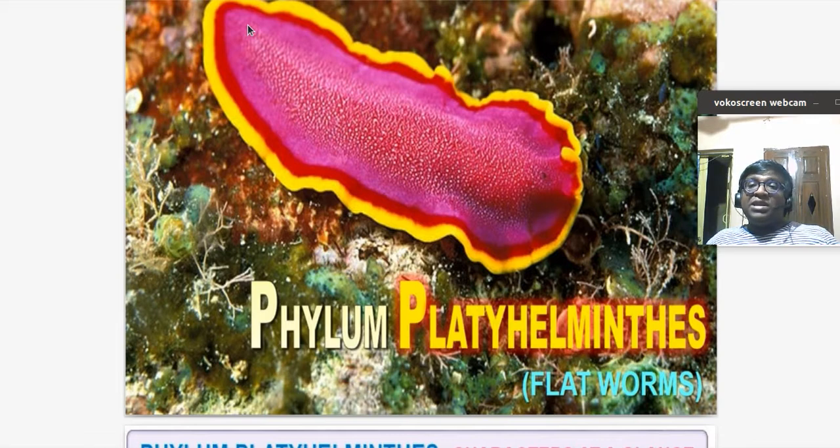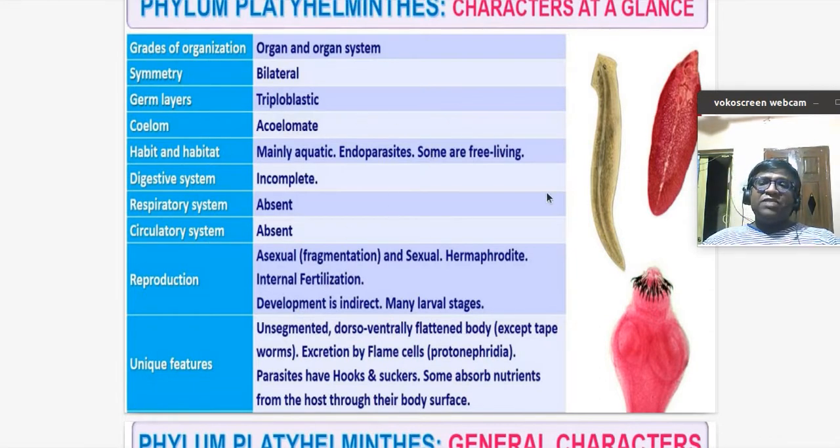The common examples you can remember are tapeworm. You should remember the scientific name also, Taenia solium, and liver fluke. Liver fluke is called Fasciola hepatica. So these three examples you can remember: planaria, which is non-parasitic, and tapeworm and liver fluke, which are parasitic. So remember them as the examples for flatworms. So the salient features of these flatworms: for the first time, you notice in Platyhelminthes, they have organ and organ system. And for the first time, you can notice they are exhibiting bilateral symmetry.